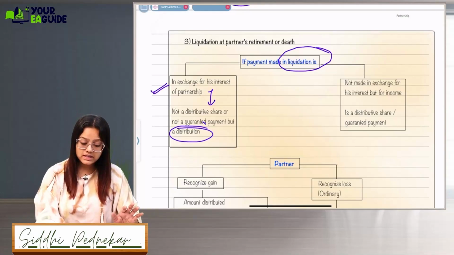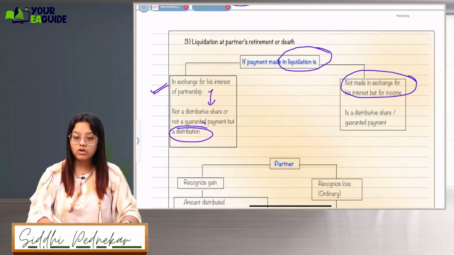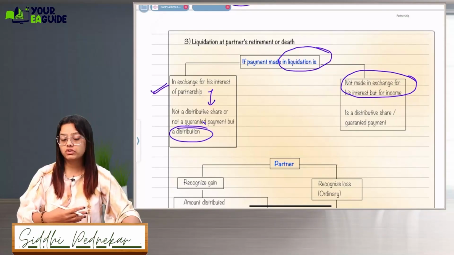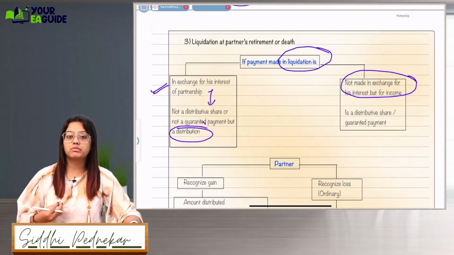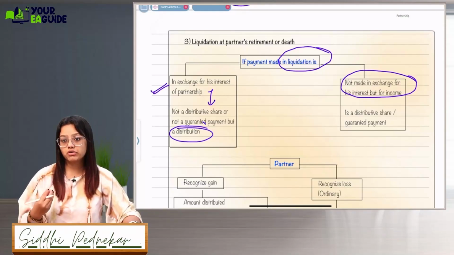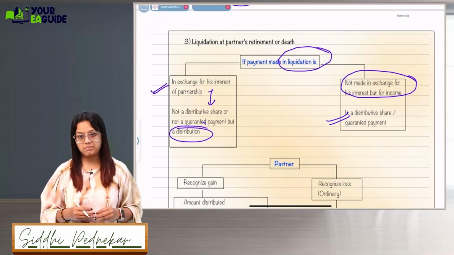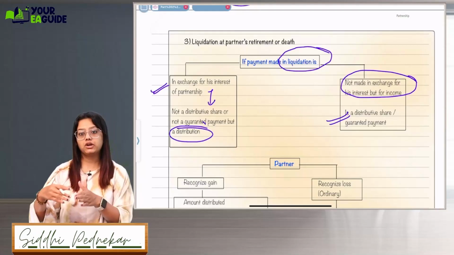Okay, next is payment not made in exchange for interest but for income. If you're not getting this amount just for liquidation, but for providing services as income, then it will be called a distributive share or a guaranteed payment. Okay, now if the payments are made in liquidation.